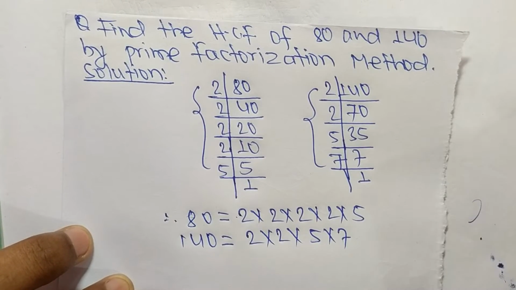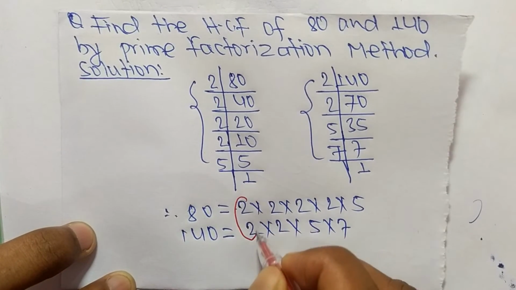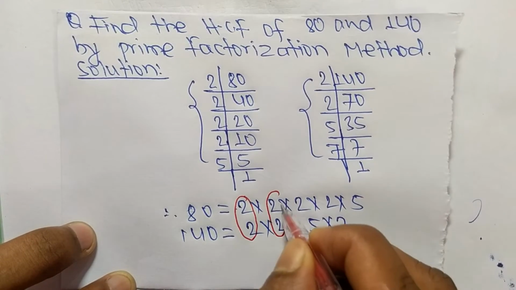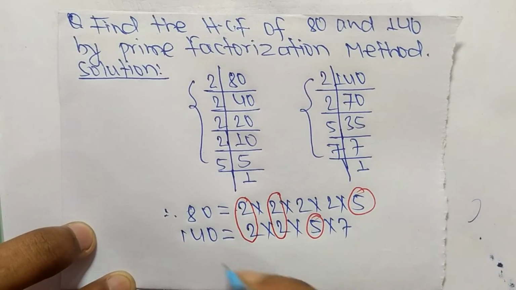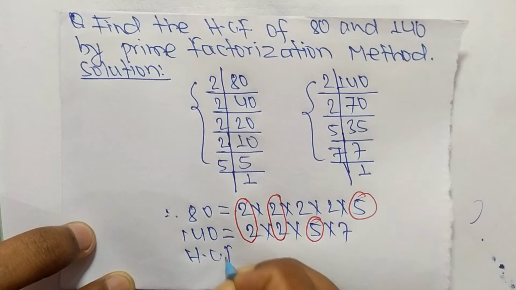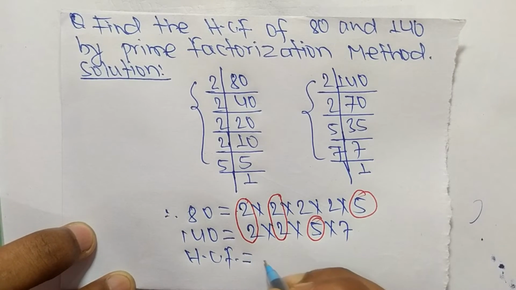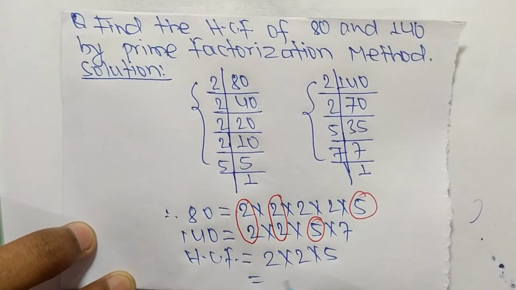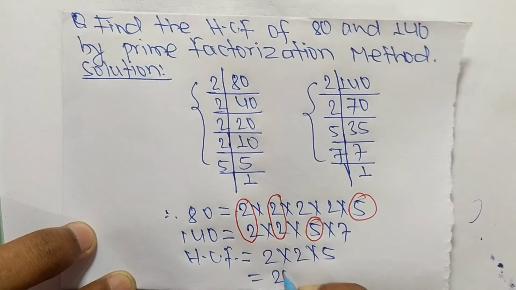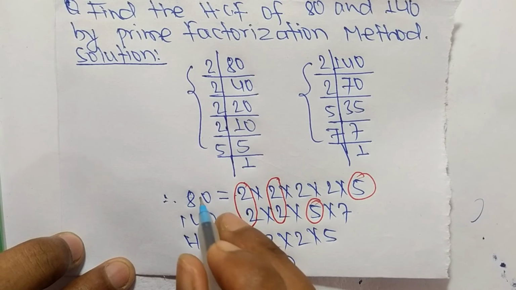So now we select the common factors in these prime factors. So the first common factor is 2, the second common is 2, and the third one is 5. So its HCF is equal to the product of common factors, which are 2, 2 and 5. So it is 2 times 2 means 4, and 4 times 5 means 20. So 20 is the HCF of 80 and 140.